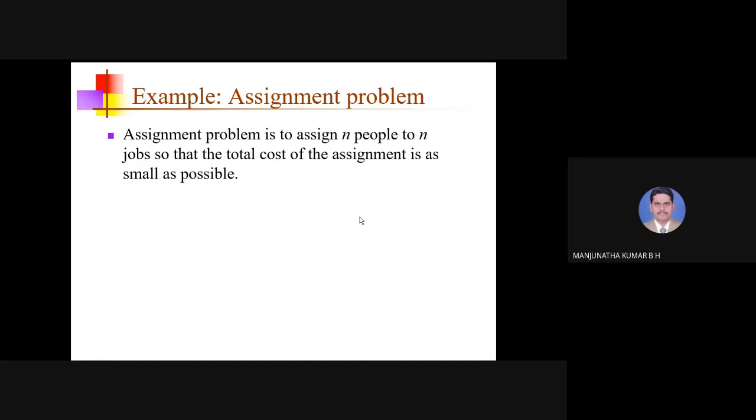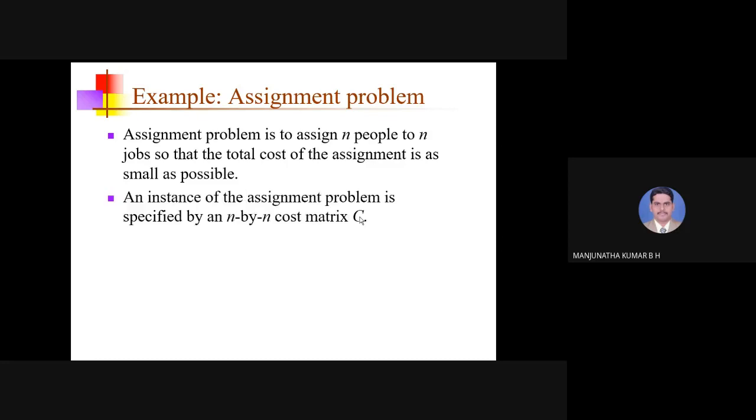What are the constraints here? One job should not be assigned to more than one person, and more than one person should not be assigned to a single job. So it is a one-to-one assignment. Satisfying these constraints, we have to assign all n jobs, finishing the assignment with the cost as small as possible.